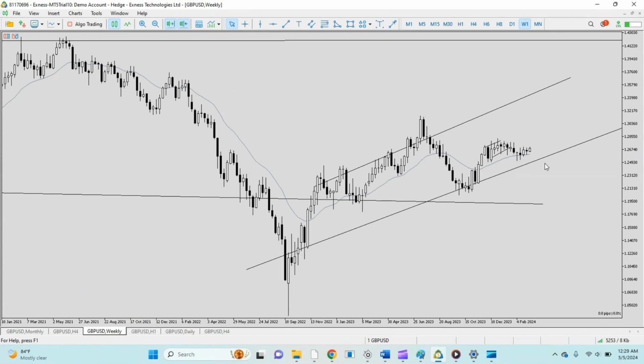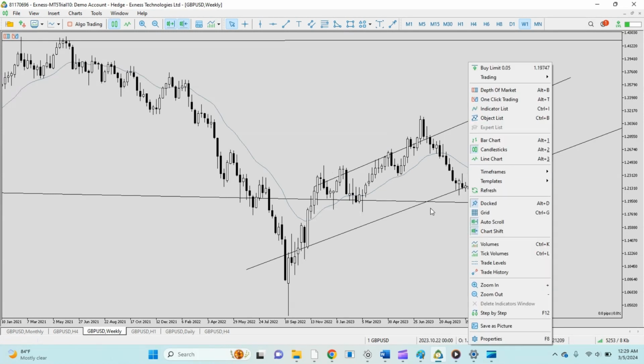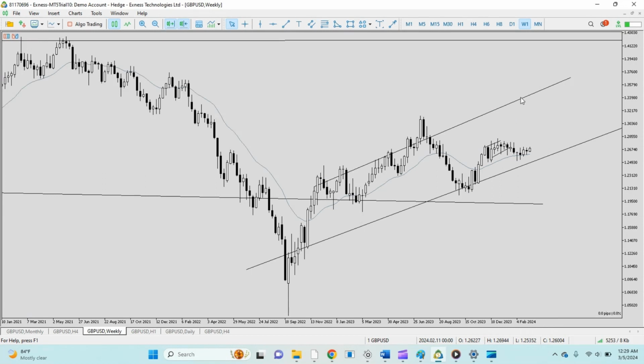So in the weekly, we have an ascending channel. We're expecting the market to approach this area. So it's likely we're going to buy and wait for the market to reach this area. But the market may come down to this area to take out liquidity before moving up. So you may be expecting something like this.